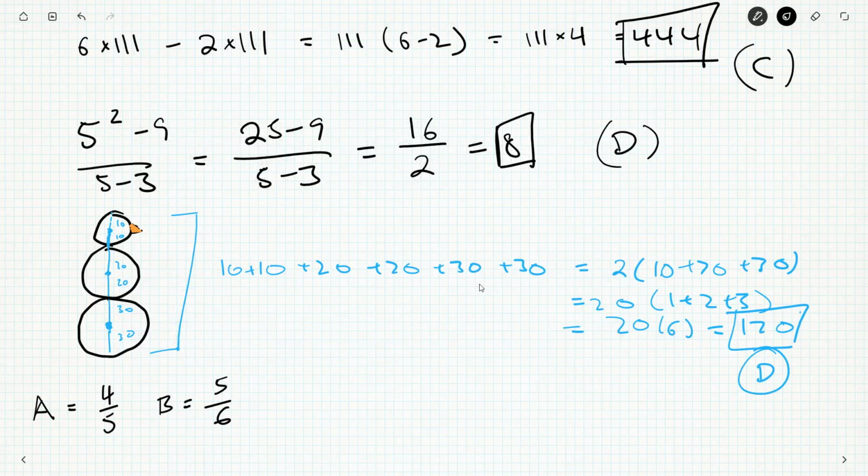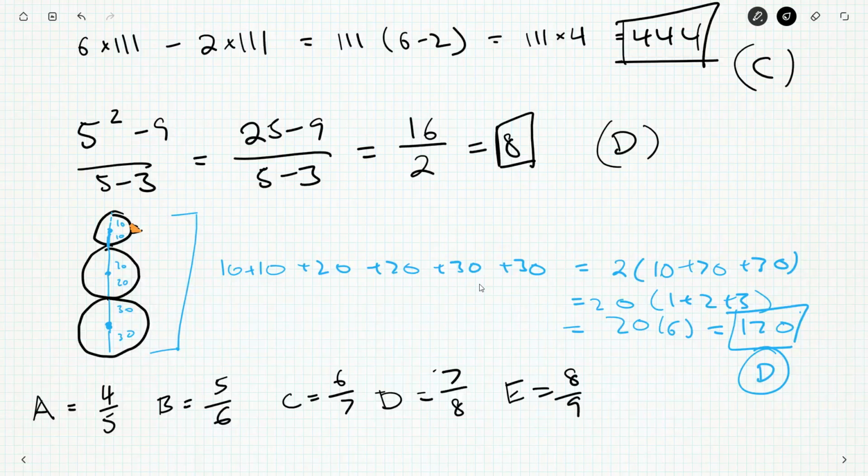B is just going to be 5 over 6. C is going to be 6 over 7. D is going to be 7 over 8, and of course E is already 8 over 9. There's nothing to put in lowest terms there. It already is. But you notice C was 666 over 777. Well, that's 6 times 111 over 7 times 111. It's really just 6 over 7.